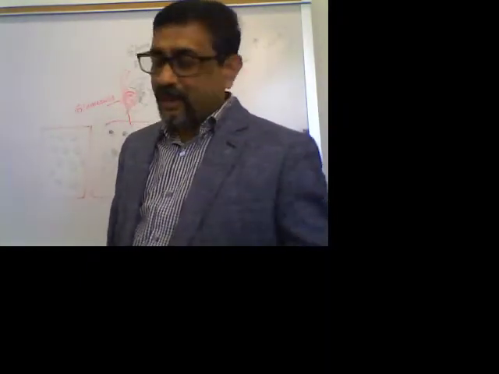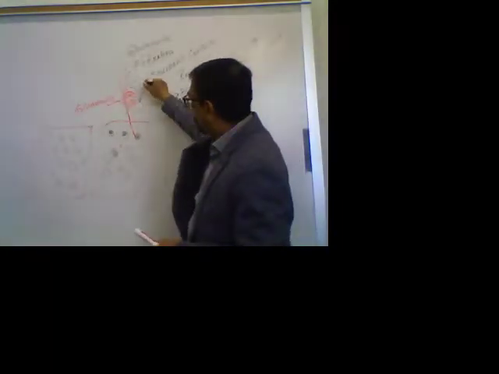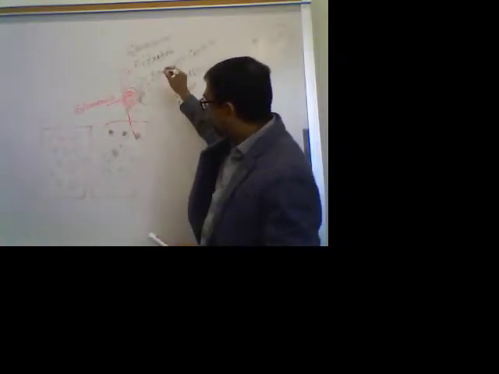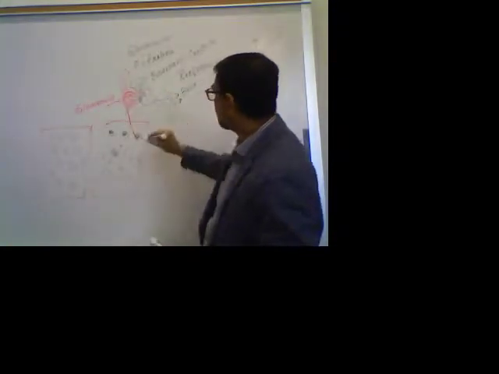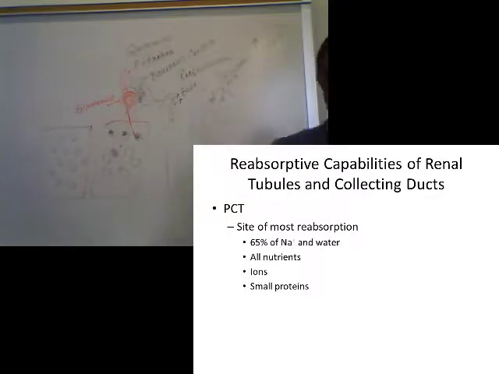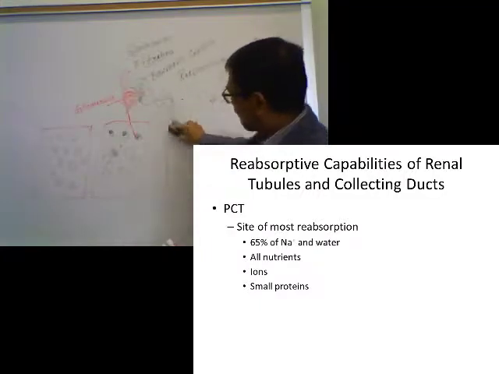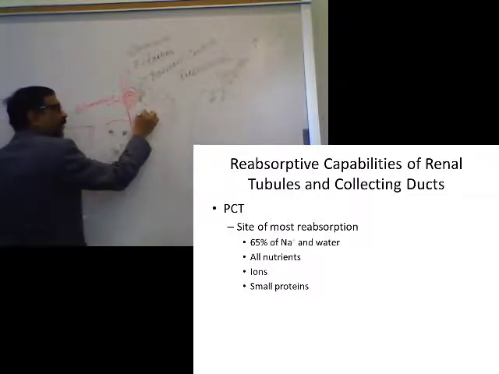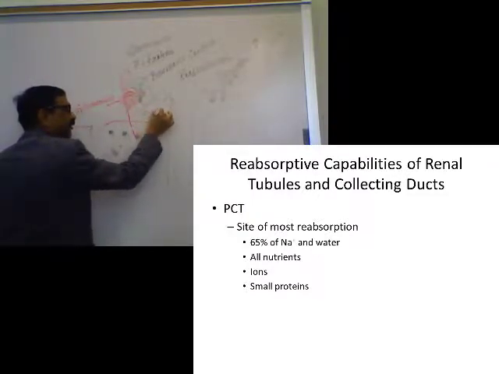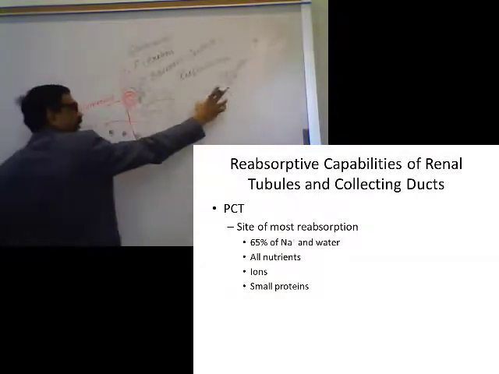Okay, now we'll come back here. After filtration, the fluid is here. Then what happens? This fluid starts to pass through or move through the nephron. When the fluid passes through this part, this is called the proximal convoluted tubule. This part of the tubule is convoluted like this, and this is called proximal convoluted tubule. This is called distal convoluted tubule.